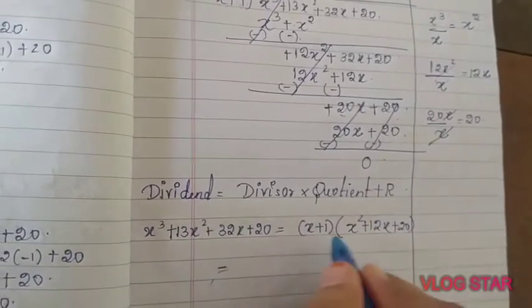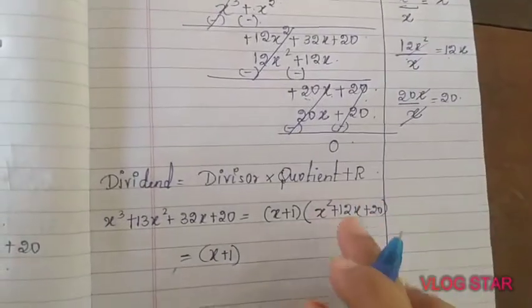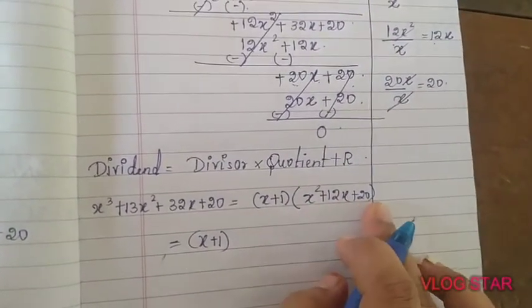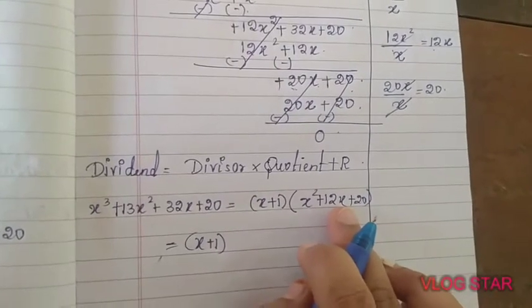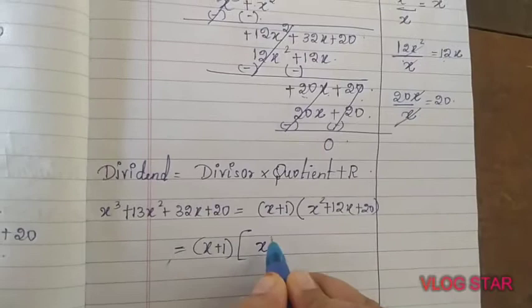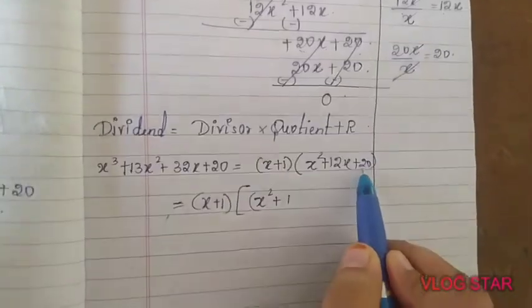So I told you, right, what you have to do? You have to simplify this. Like how you have to simplify? You have to factorize this polynomial. Okay, this is your quadratic polynomial. You have to factorize this polynomial by splitting method. Okay, so now we'll see here. First what you have to do? x square plus 12x plus 20 is there, right?